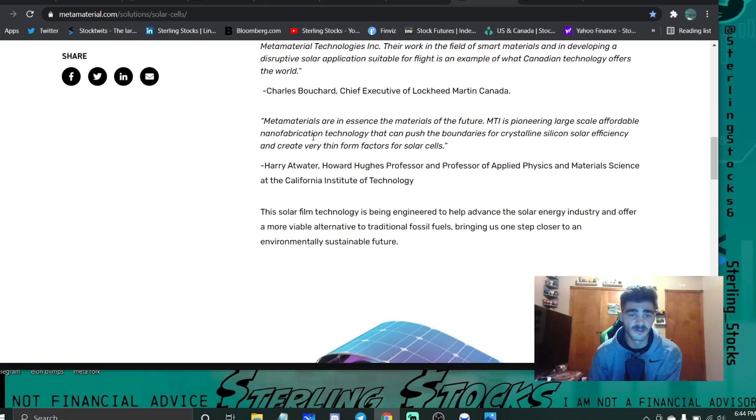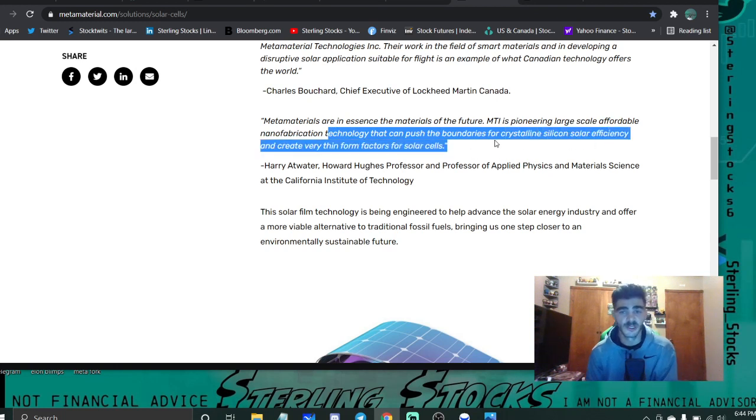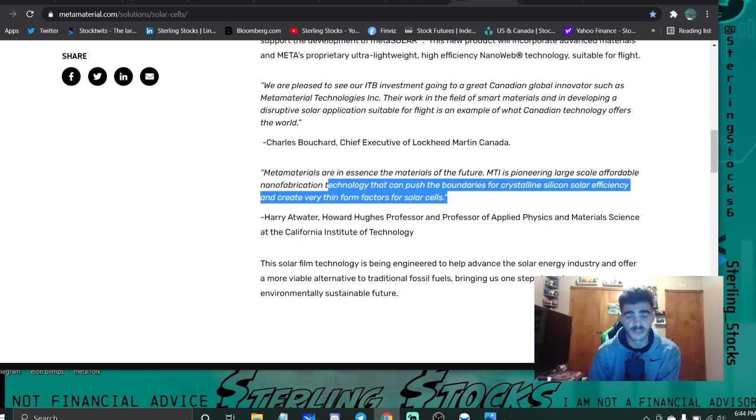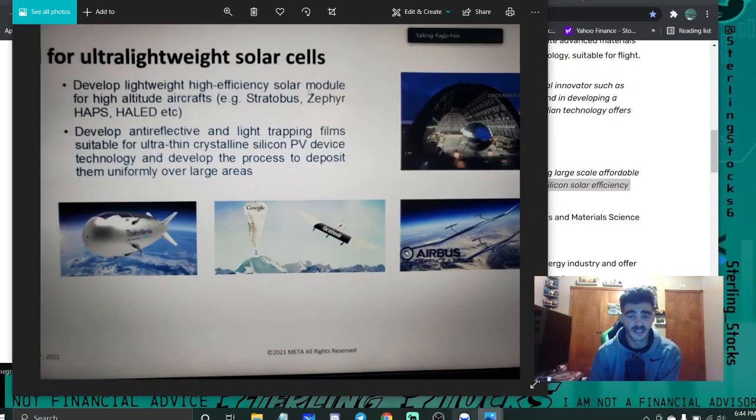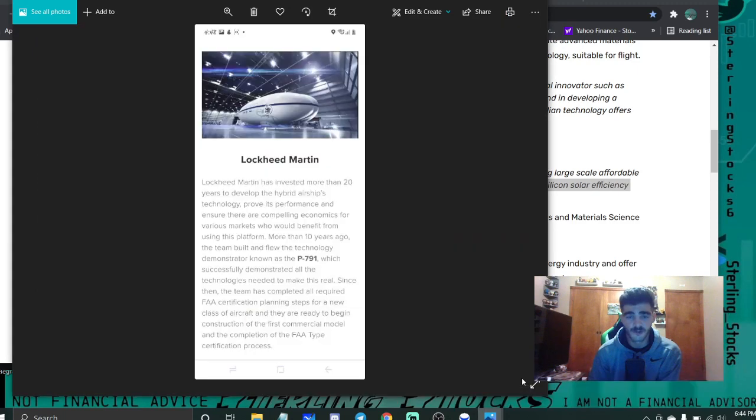And then if we look a little farther down here, metamaterials are in essence the materials of the future. MTI is pioneering large-scale affordable nanofabric technology that can push the boundaries of crystalline silicon solar efficiency and create very thin form factors for solar cells. So as we can see here, we can create much smaller solar cells that could be good for airships. As we look at this Lockheed Martin deal, what they are known for is that Lockheed Martin has invested more than 20 years to develop hybrid airship technology.